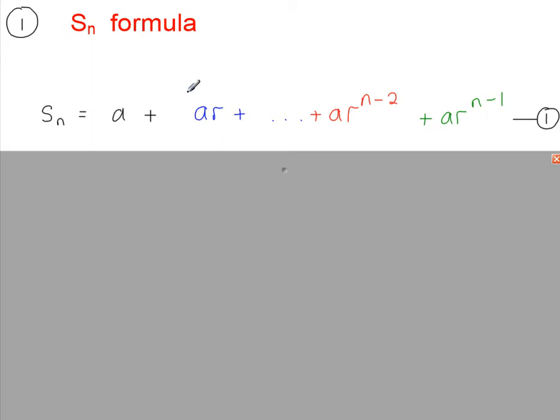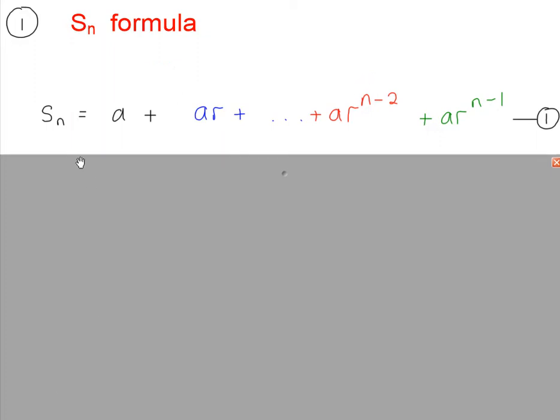The second term is the first term multiplied by r. So we're doing this times r. If you keep doing the same, the next one will be ar times r, ar squared, ar cubed, and so on. And this is the last term and one term before the last term.